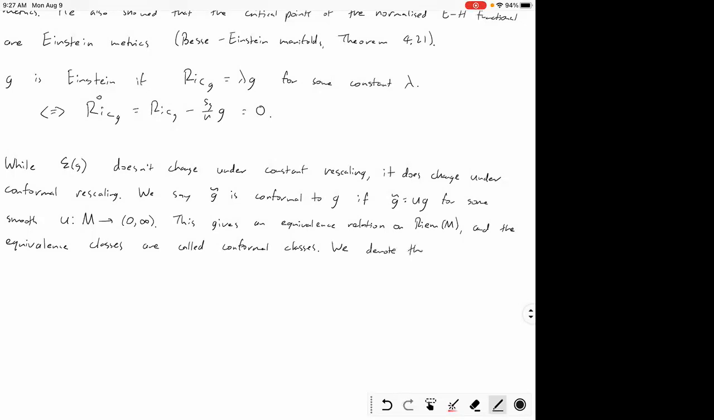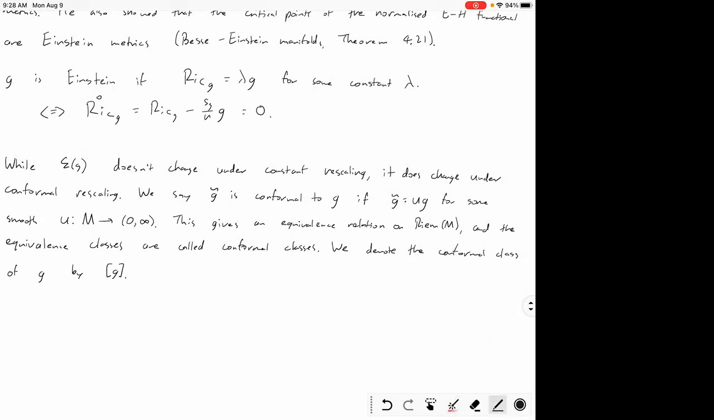We denote the conformal class of a metric G by square brackets. All right, so my claim is that if you look at this functional and let it vary amongst metrics within a given conformal class, the functional is not constant. It varies, it can change values, but it's not completely arbitrary what it can do within a conformal class.